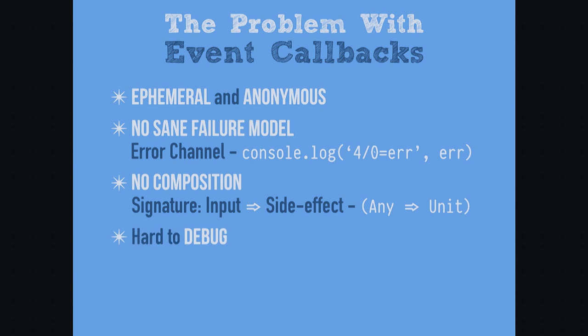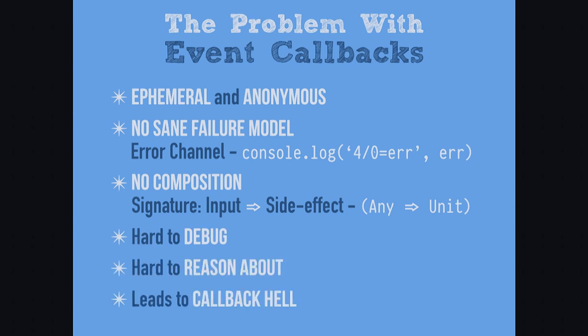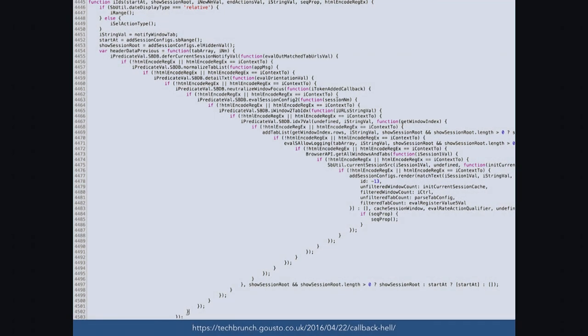And it's also really hard to do composition, since the signature of a callback is essentially input to side effect. In Scala, we call that Any to Unit. It means that they don't compose, which is also a big problem. They're also very hard to debug, hard to reason about, and they lead to this callback hell that people talk about, the pyramid of doom. If you still embark on this journey, you can find yourself trapped in this mess. Well, let it burn.